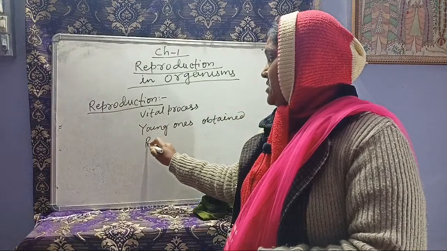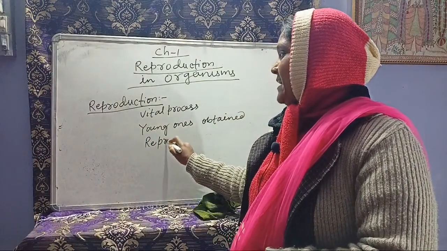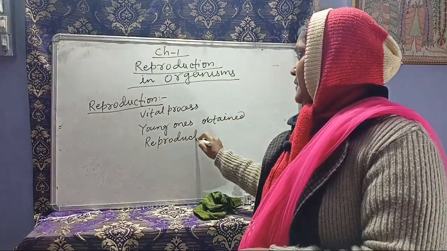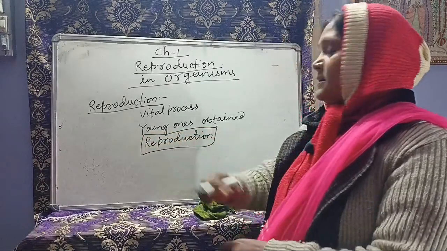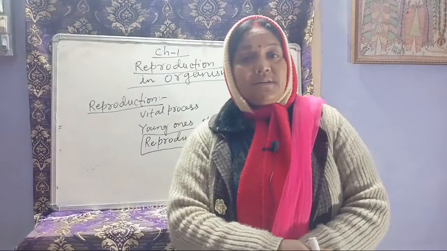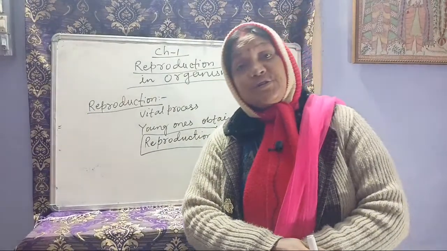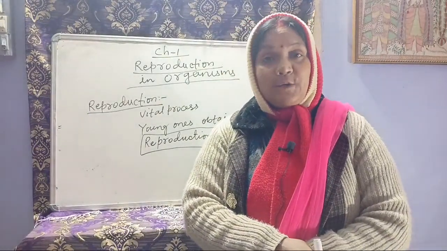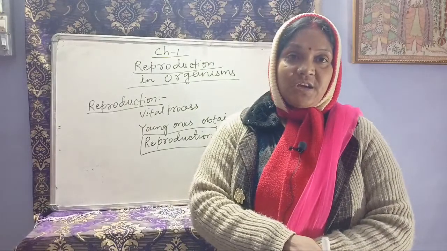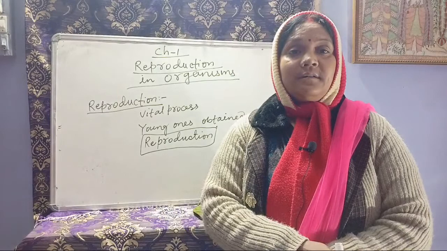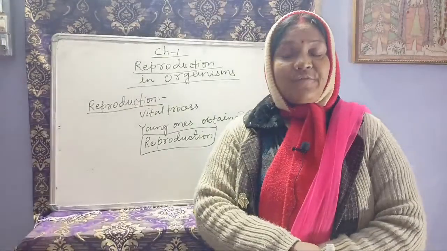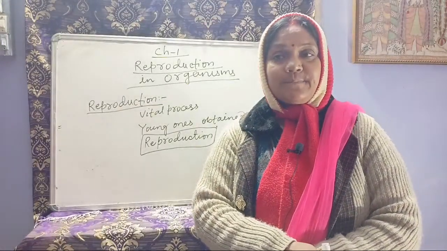Reproduction is essential for organisms because it helps in continuity of life, evolution, variation, mutation, and formation of new species.